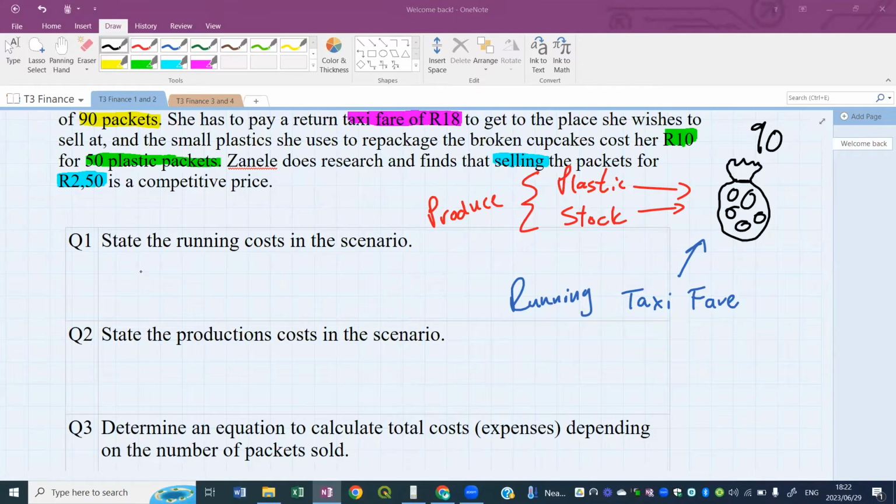All right, so taxi fare of 18 Rand. Now, this is not a per packet cost. It's just a general thing for her whole business. All right, just remember that. Number two, state the production costs. What are the production costs?